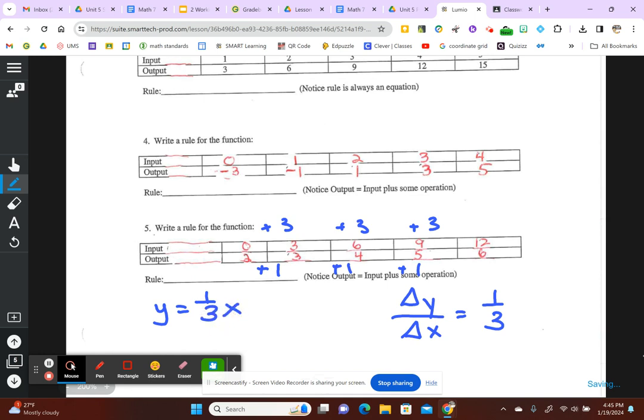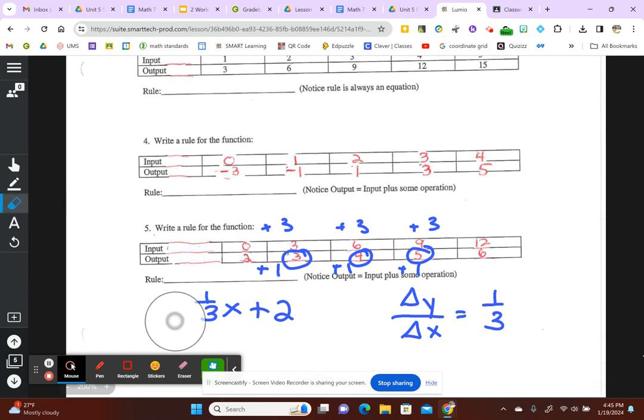Well, 1/3 times 0 is 0. What do I have to do to get it to 2? Well, I have to add 2. So let's see if this rule works. What's 1/3 times 3? It's 1. Plus 2 is 3. 1/3 of 6 is 2. Plus 2 is 4. 1/3 of 9 is 3. Plus 2 is 5. And so my rule works.